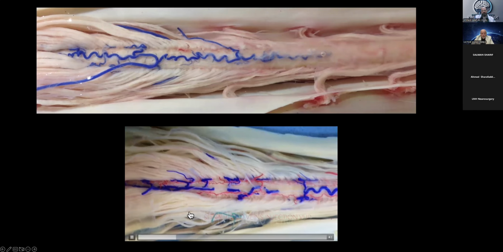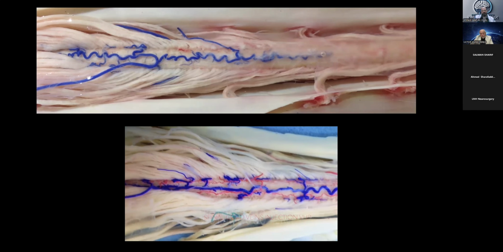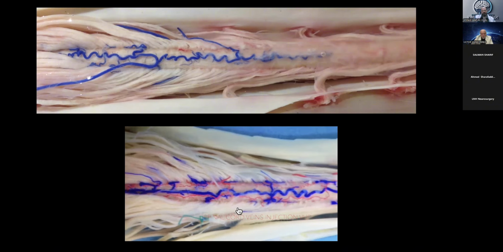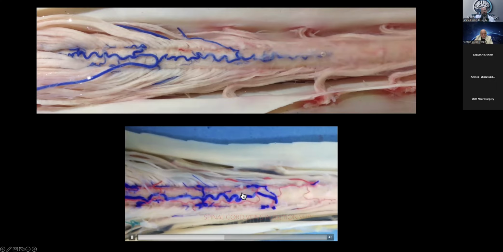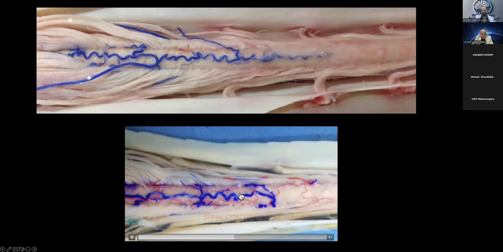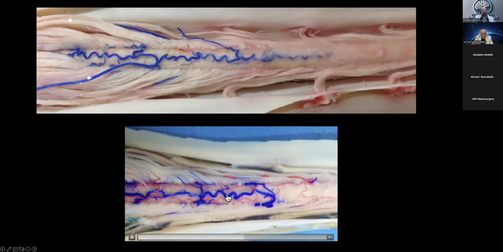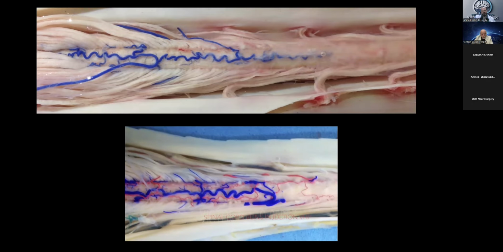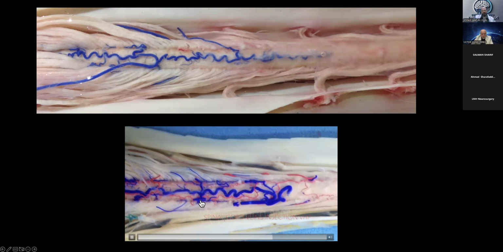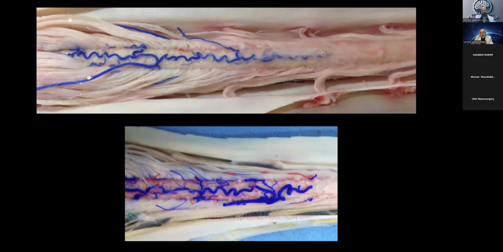In this, we have numerous veins draining the spinal cord. Numerous veins. Here, here, here, here, here. So in here we can make a question.